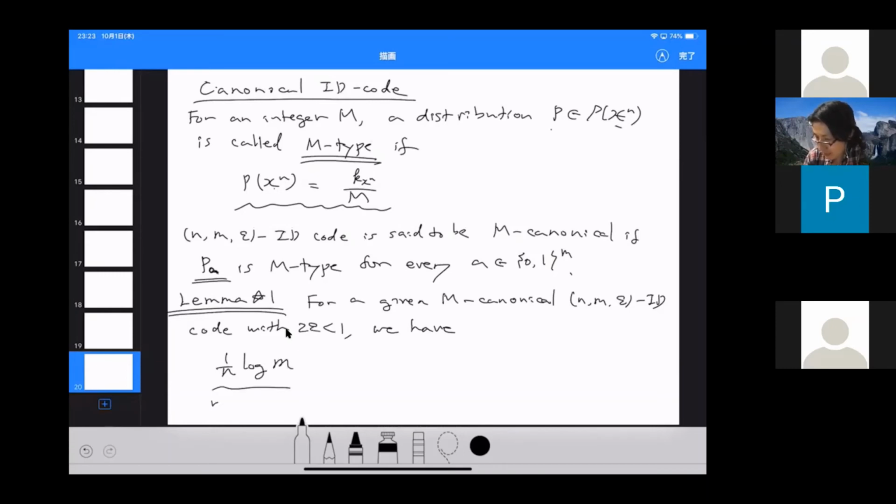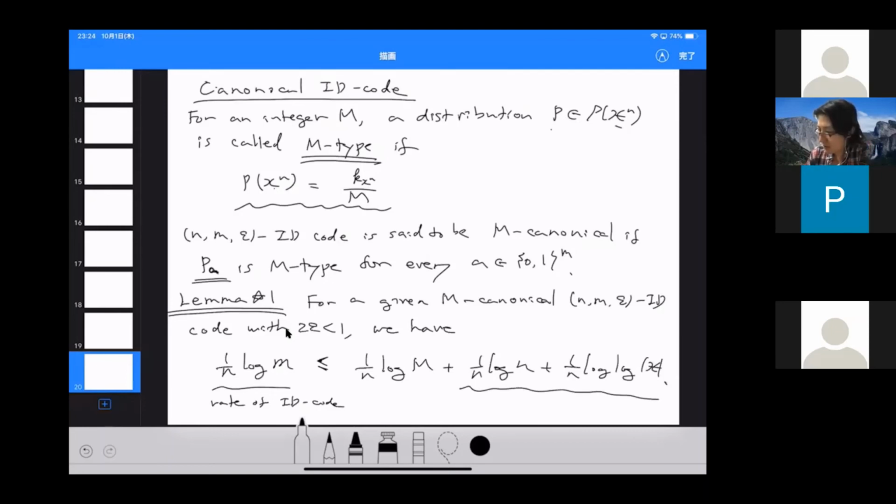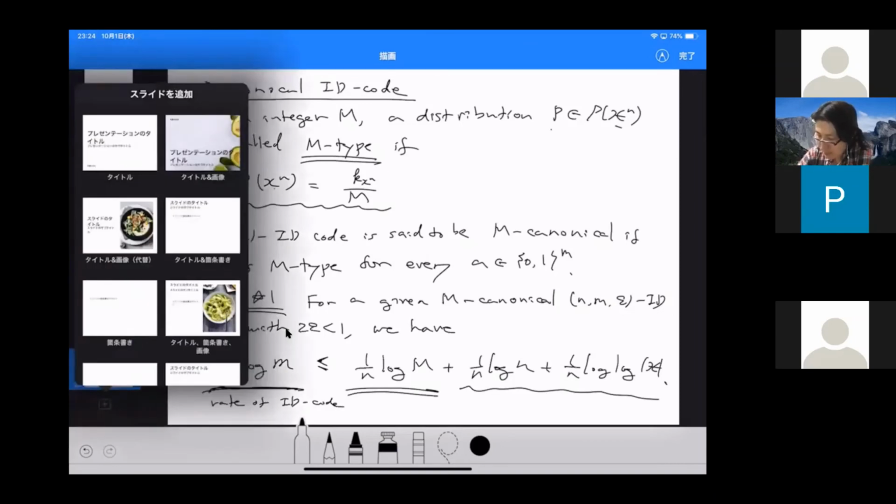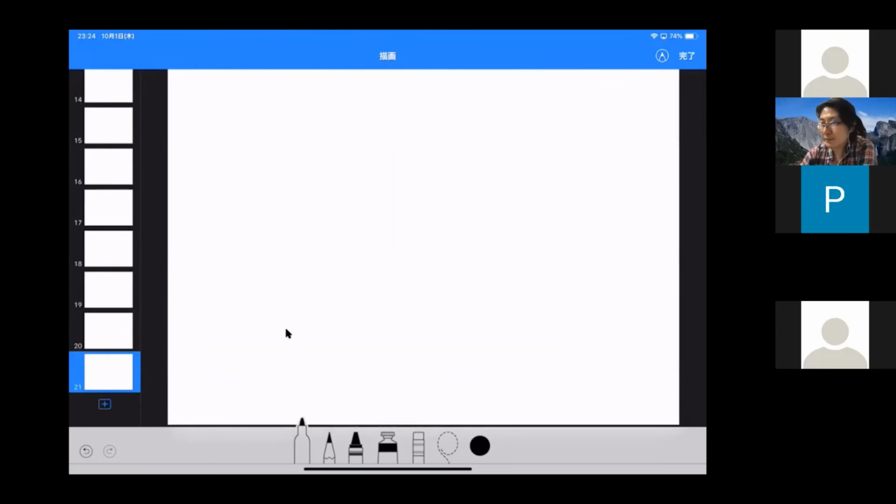So this is the rate of the ID code. This rate of ID code must be smaller than log of m over n plus some small terms. So when n is large, these are negligible. So for m-canonical code, the message rate of ID code can be bounded by this quantity. Okay, so the proof of this lemma is not difficult.